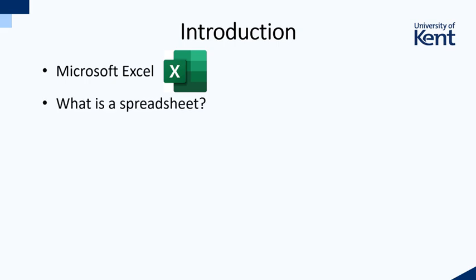A spreadsheet is an electronic document where data is arranged into a grid or table consisting of rows and columns. In essence, a spreadsheet is an electronic version of an old-fashioned account or ledger book, but with two significant advantages. Firstly, it has much greater data storage capacity.